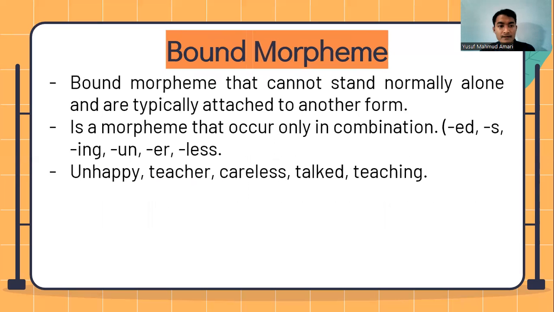And then bound morpheme. Bound morphemes cannot normally stand alone and are typically attached to another form. Examples are ed, s, ing, un, er, and less. Such as "unhappy": "un" cannot have meaning if it is not attached to "happy". And then teacher, careless, talked, teaching. The "ed" in "talked" is the past tense. So the "ed" cannot stand by itself, so it must be attached to another word.